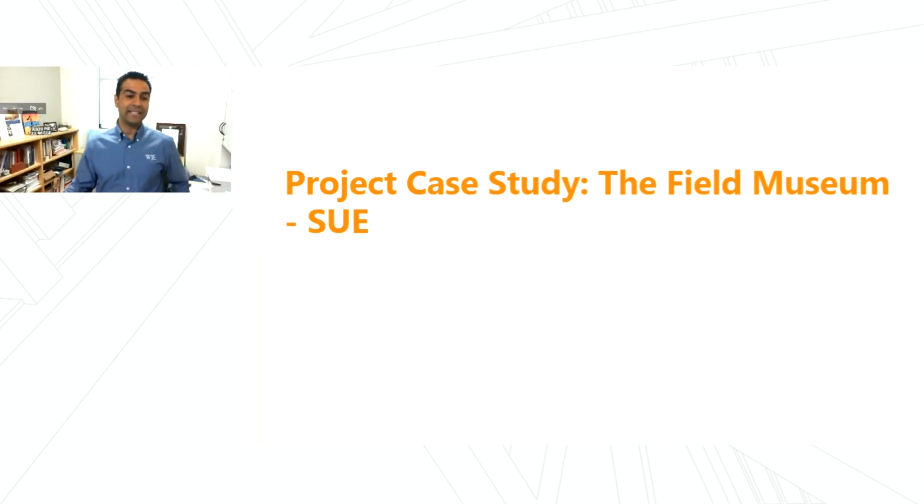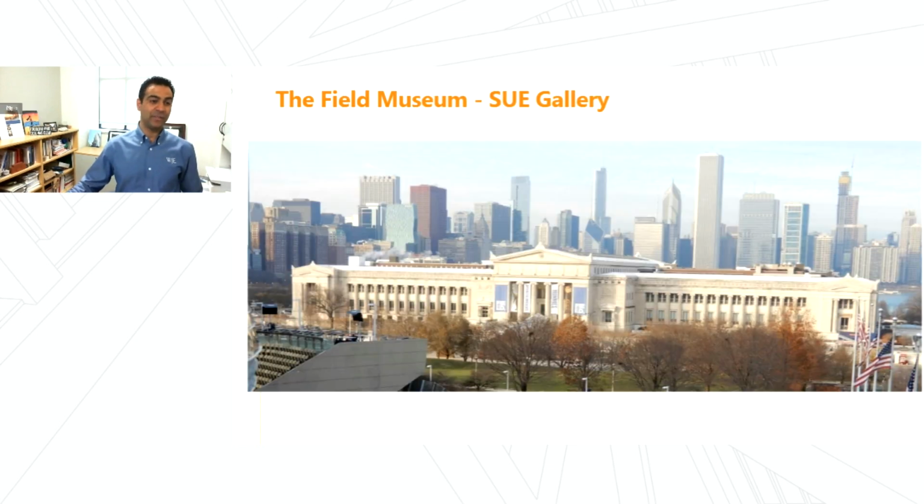So now for our last case study, which is for the Field Museum and the Sue Gallery. For those of you who don't know, Sue is a T-Rex specimen of a dinosaur. It is the most complete in the world. Up to 90% of the dinosaur is actual fossil. So it's a very important specimen. It was purchased by the Field Museum in 1997, and then it was on display from the year 2000.